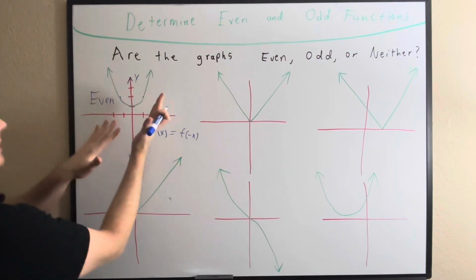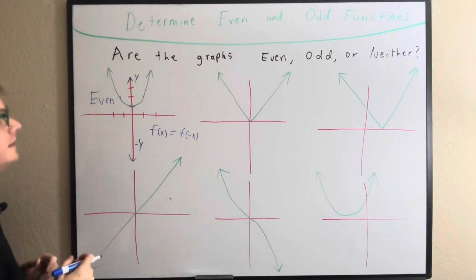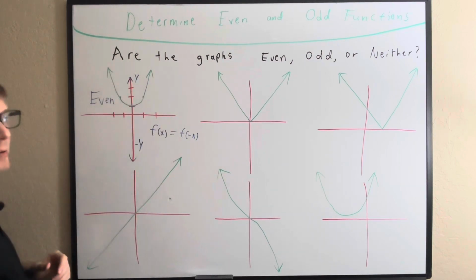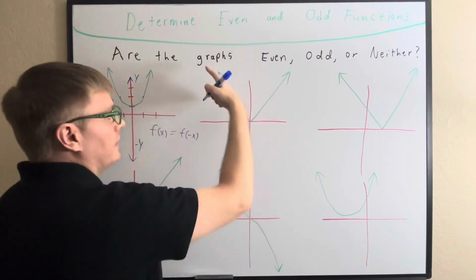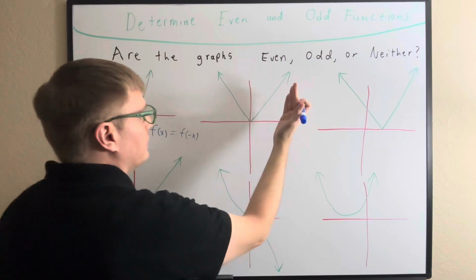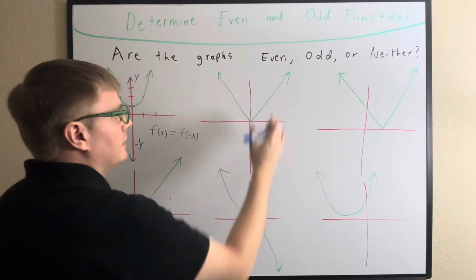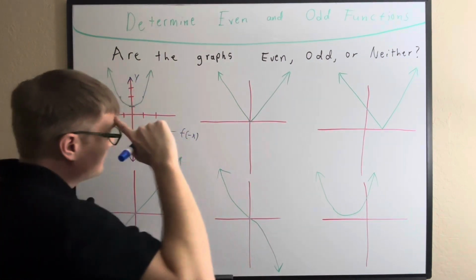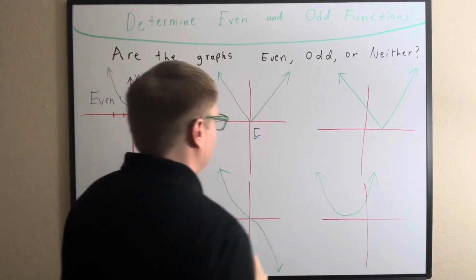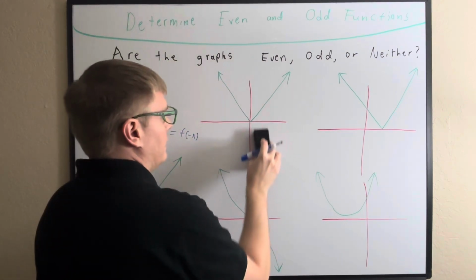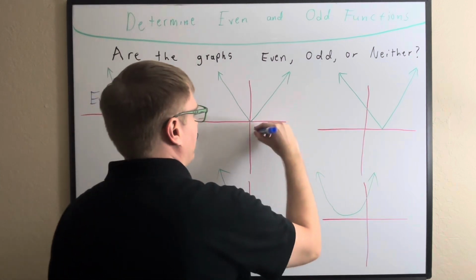And if you flip it across that y-axis, you will end up with the same exact parabola, right? All right, look at this one. Same thing. Flip it across the y-axis, you end up with the same thing. Same exact graph. See how easy this is? Well, maybe not easy for me to write.